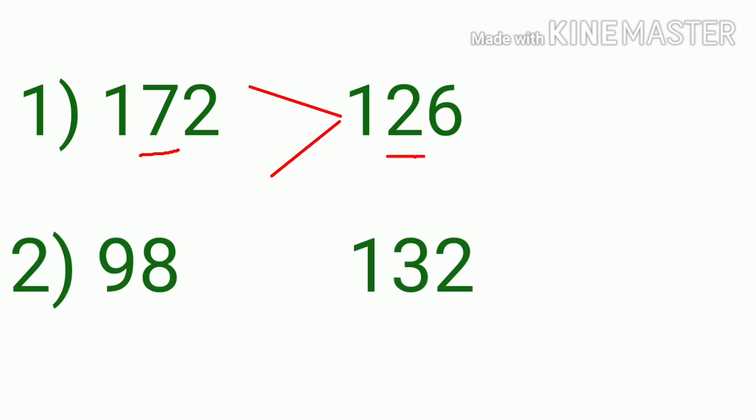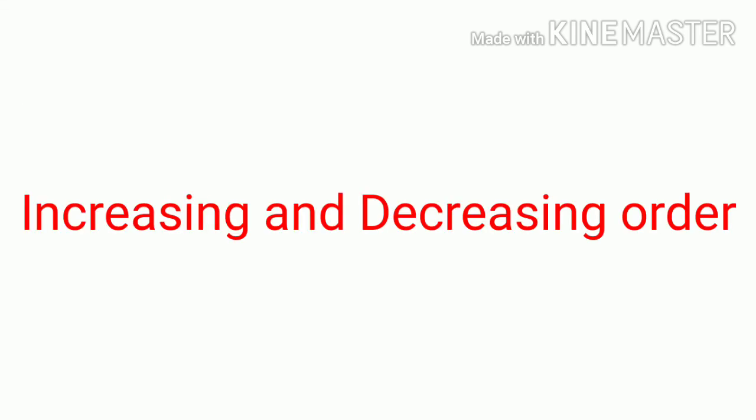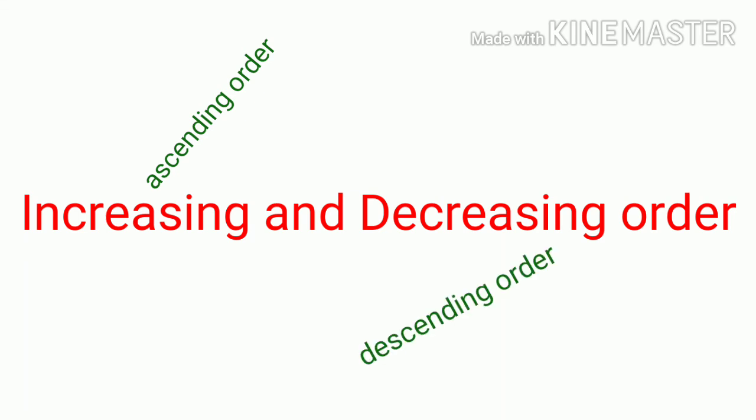The next problem, 98 and 132. Here we can easily say that 98 is smaller than 132 because the number 98 is a 2-digit number and 132 is a 3-digit number. Then we learned the increasing and decreasing order of numbers. Increasing order is also called ascending order. Decreasing order is also called descending order. In increasing order, we arrange the numbers from smallest to greatest. In decreasing order, we arrange the numbers from greatest to smallest.